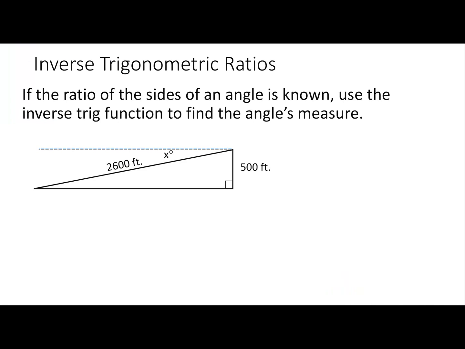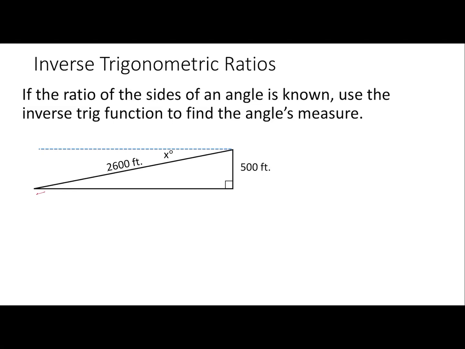Well, just like the calculator has those ratios and angles stored, it allows you to do the reverse as well. So in this case, it's going to tell us how to get the angle back when the opposite side divided by the hypotenuse is 500 feet divided by 2,600 feet, or 5 divided by 26 if we simplify. So going back to our original problem, it said, let's find the angle of depression.